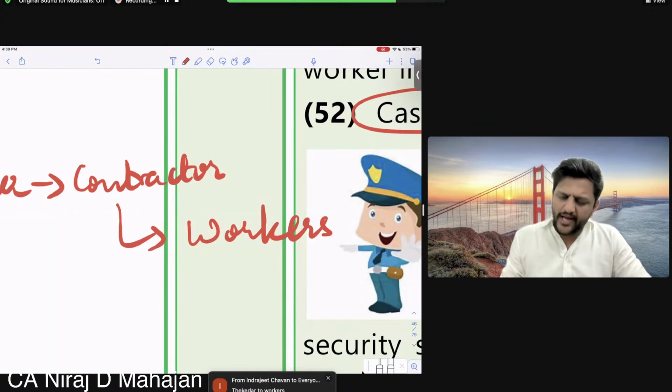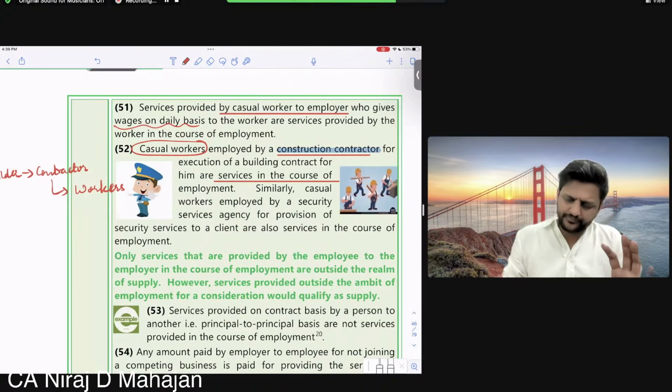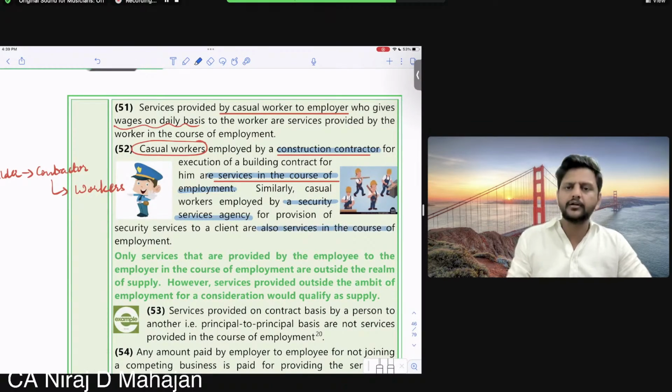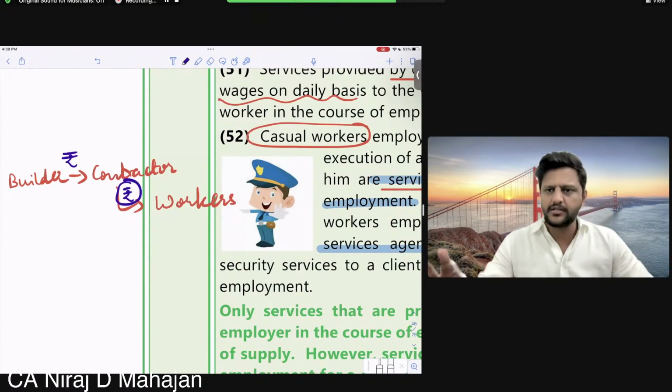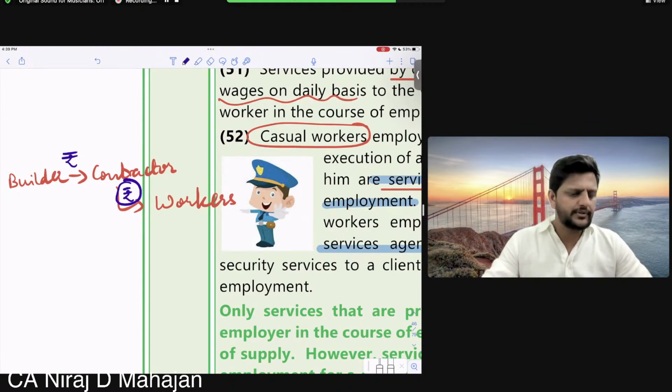So casual workers employed by the contractor are services in the course of employment. Similarly, casual workers employed by security services agency for provision of security services to a client are also services in the course of employment. Pay attention. Builder to contractor payment is done, and then contractor to workers payment is done. So on this, it is to be treated as done in the course of employment. It is part of Schedule 3. That is exempt. Okay, that is negative list, no GST. Clear or no, all of you? Understood or no? Fine.